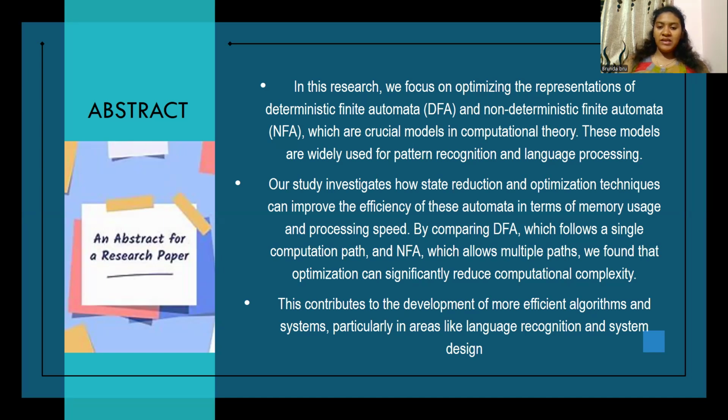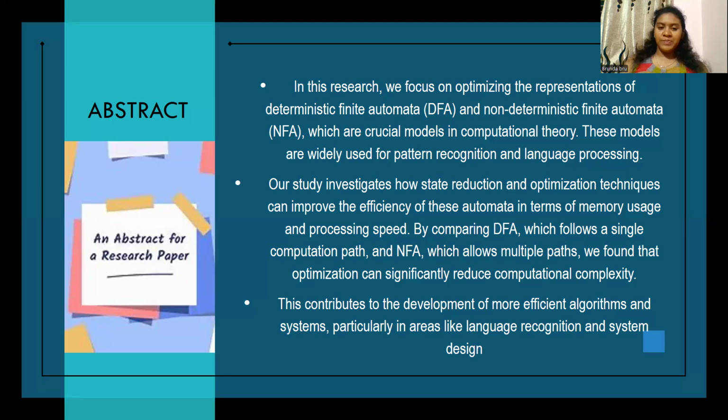Our study investigates how state reduction and optimization techniques can improve the efficiency of these automata in terms of memory usage and processing speed. By comparing the DFA, which follows a single computing path, and NFA, which follows multiple paths, we found that optimization can significantly reduce the computational complexity. This contributes to the development of more efficient algorithms and systems, particularly in areas like language recognition and system design.